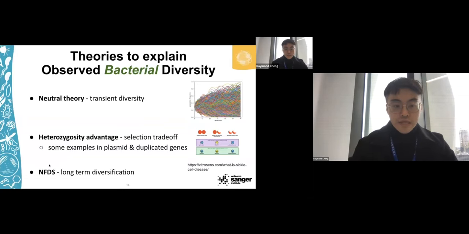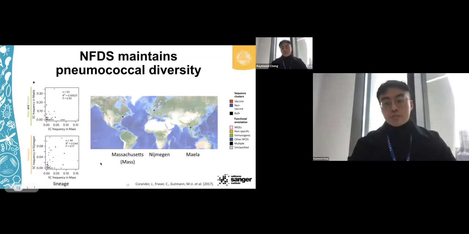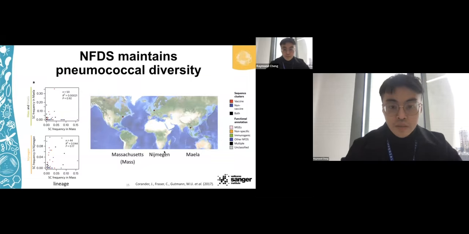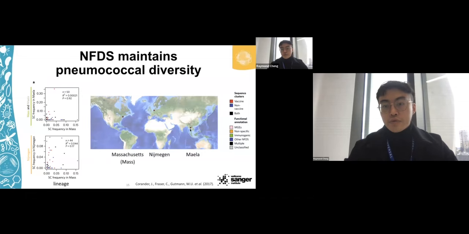So here comes the other theory. NFDS is another way that can maintain long-term bacterial diversity. Here I'm going to give you an example of how NFDS maintains pneumococcal diversity, and this is based on this paper. This is a very fundamental paper to demonstrate how NFDS can maintain bacterial diversity. In this study, they include three very diverse populations, one from Maela in Thailand, one from Nijmegen in the Netherlands, and one from Massachusetts in the US.